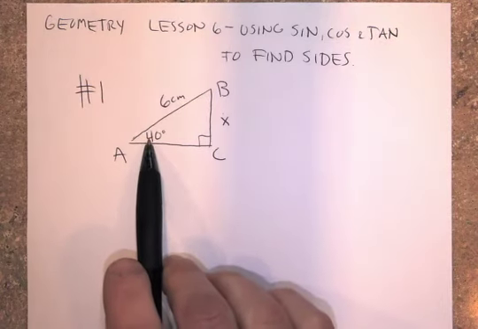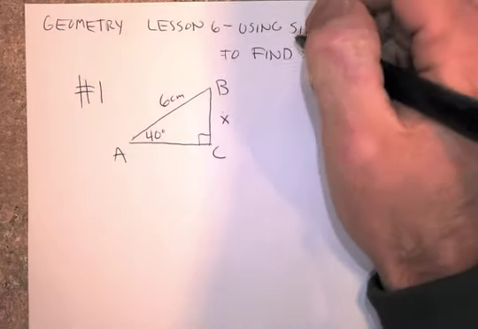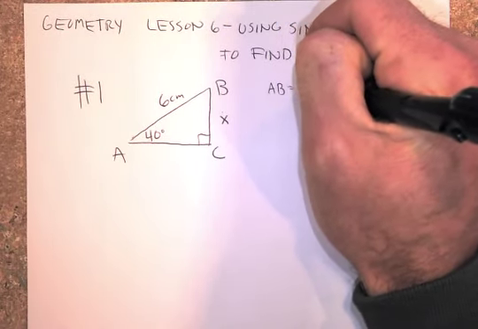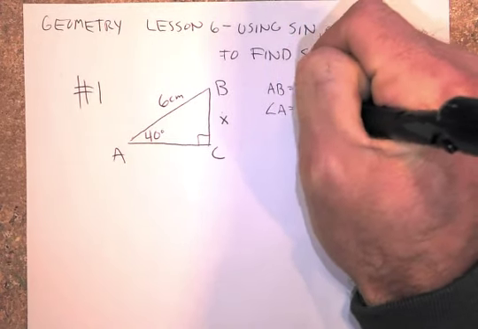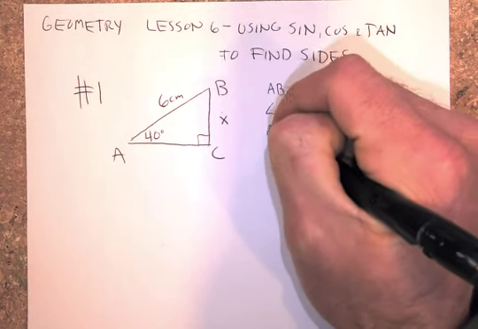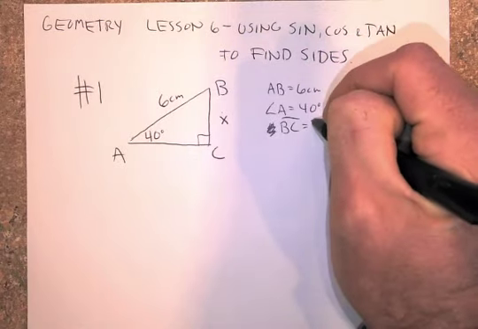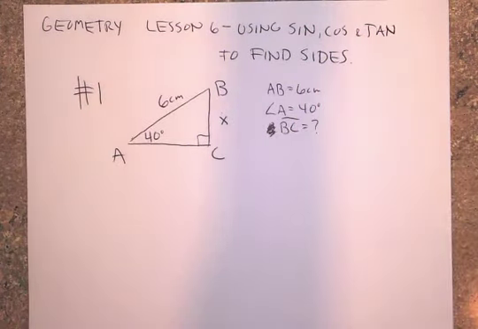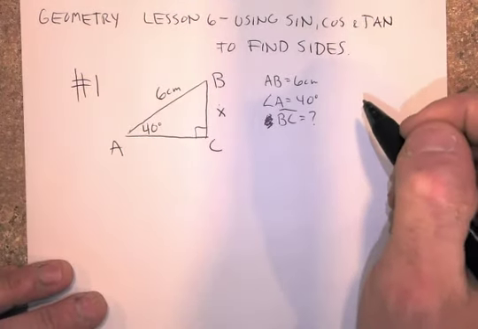It'll say angle A is 40, side AB is 6. Angle A equals 40 degrees, side BC, find it. Okay, that's the setup. Alright, so we're trying to find a side. This is how you can set it up.